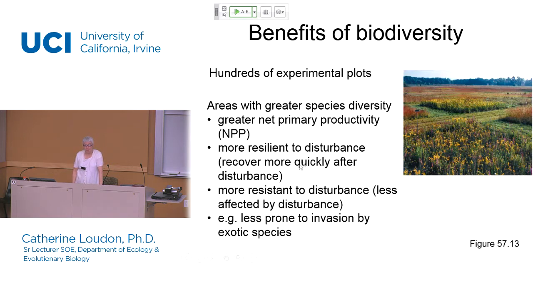Areas with greater species diversity also tend to be more resilient to various kinds of disturbances, meaning that they tend to recover more quickly after some kind of disturbance or perturbation. And they're also more resistant to disturbance. What this means is in the face of some kind of disturbance, they tend to be less affected than a more simple plot with much less species diversity.